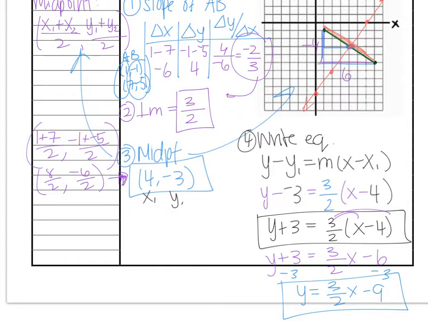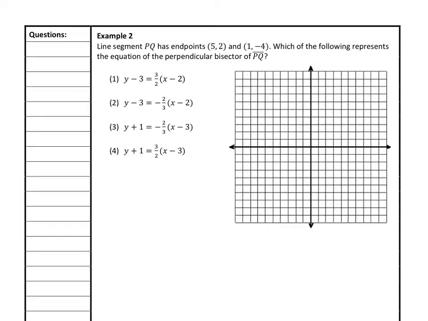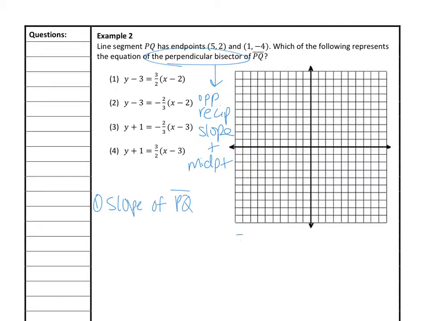So on the back side, we have one more example problem that came from a Common Core exam, I believe. Line segment PQ has endpoints 5, 2, and 1, -4, which of the following represents the equation of the perpendicular bisector of PQ. So if we have the perpendicular bisector, then we need opposite reciprocal slopes, because I see the word perpendicular. And we need the bisector to go through the midpoint. So first step will be to find the slope of PQ.